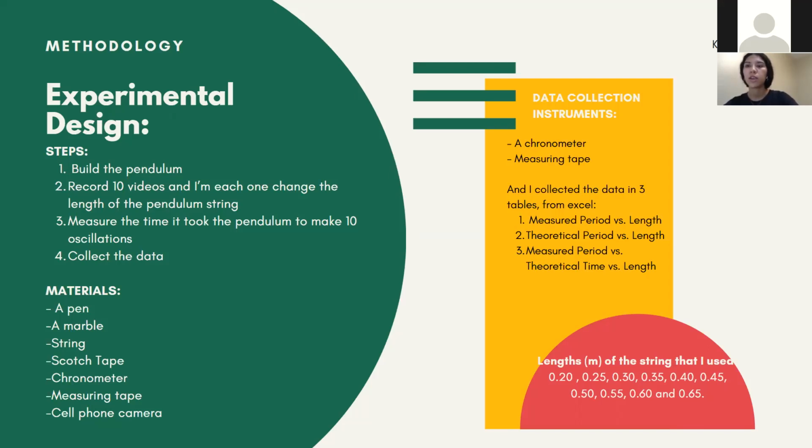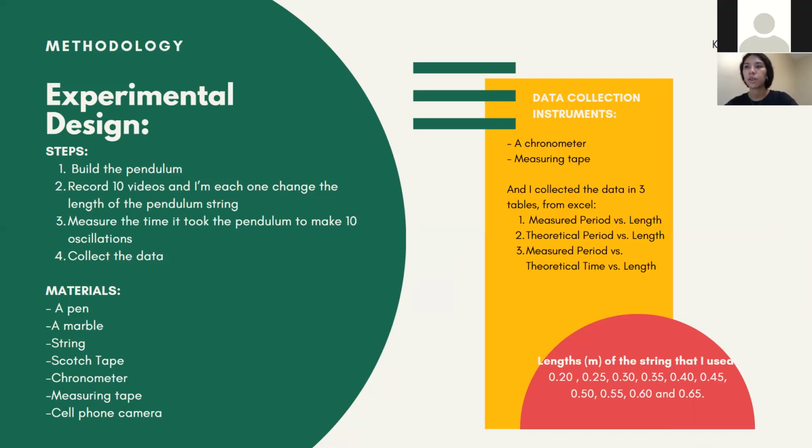The materials I used were a pen, a marble, string, Scotch tape, a chronometer, a measuring tape, and a cell phone camera. Regarding the data collection instruments that I used, I used a chronometer to measure the time and a measuring tape to measure the length of the pendulum string. To collect the data, I used 3 tables, as I already mentioned.